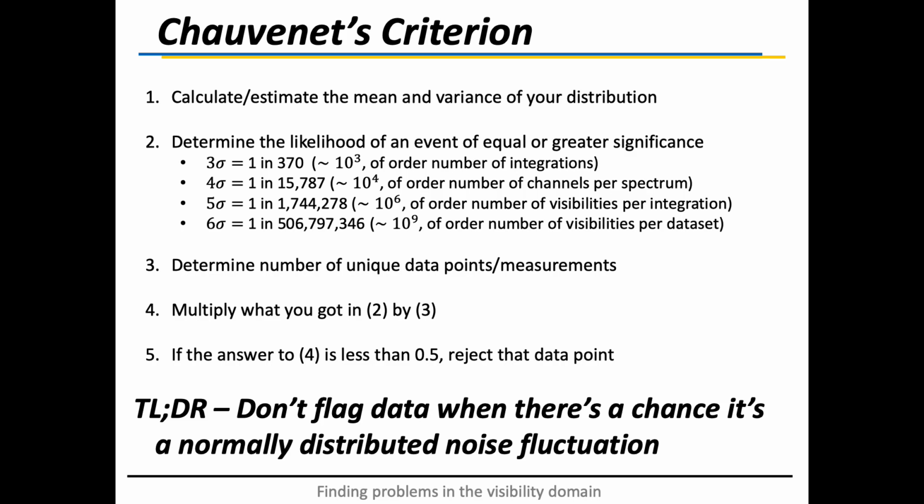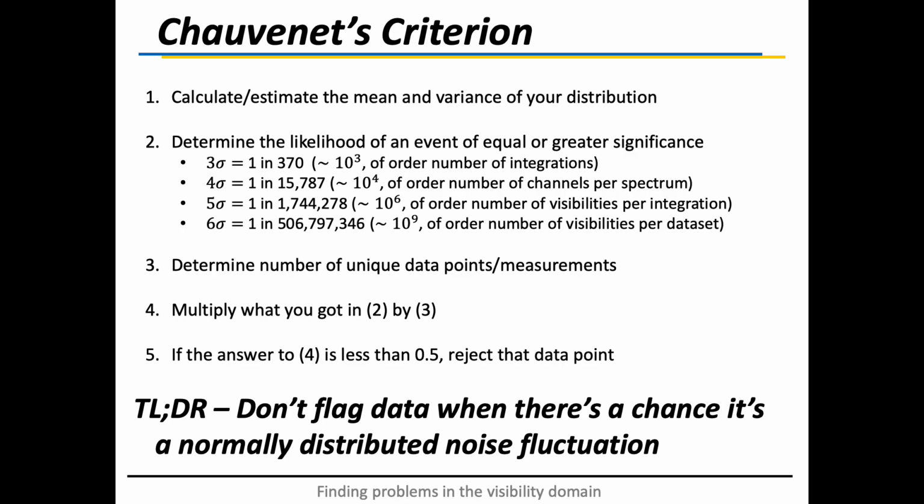Determine the likelihood of a given event that you're looking at, and determine the number of unique data points you're actually looking at. You'll have to understand how many unique data points you have at any given time. The first step is to calculate the likelihood of the event times the number of data points you're looking at. If that number is less than about half, so you are more likely than not looking at a data point that is not coming from a noise-like fluctuation, you are okay to chuck that data point.